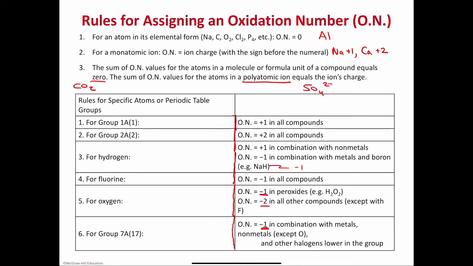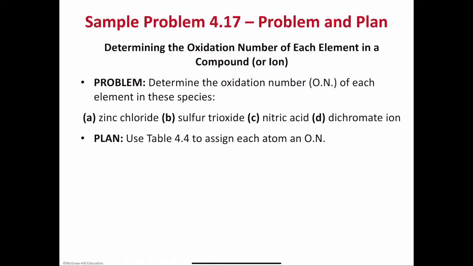So let's take a look at a sample problem. It says here, figure out what the oxidation number for each element in these species is. Okay, so let's take a look at the first one, A, zinc chloride.